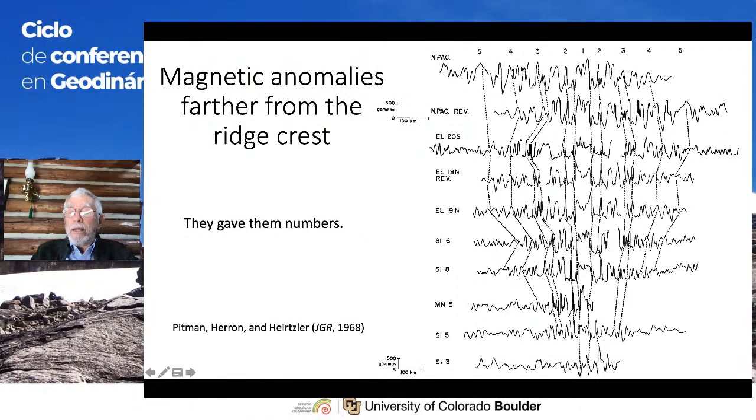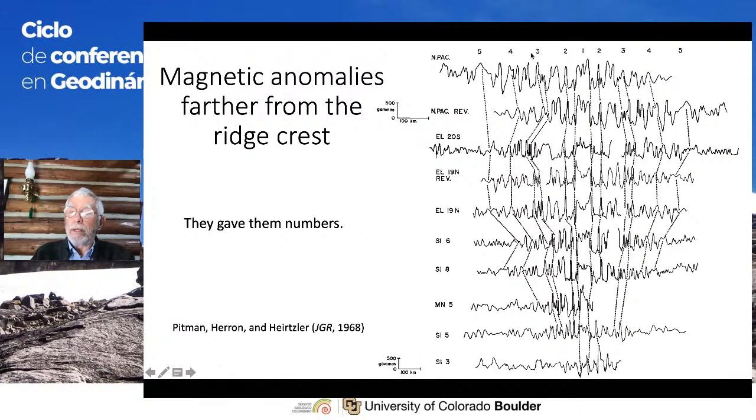And so this is now a plot looking within 10 million years of the mid-ocean ridge, centered at the central anomaly. So this is the North Pacific. This is that Juan de Fuca profile, in fact. And again, in the South Pacific, this is the Eltanin 19. This is the Eltanin 19 reversed. And what Pitman, Heirtzler, and Herron did was just give these numbers. There were many, many magnetic anomalies, and they wouldn't give all of them numbers, but they chose.